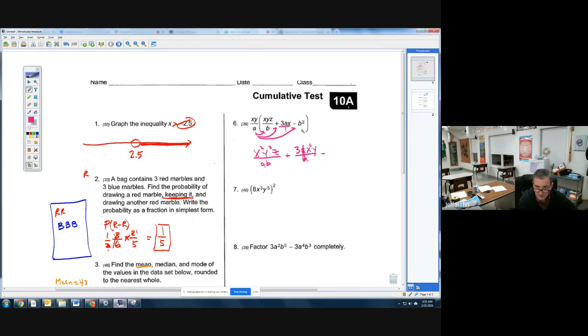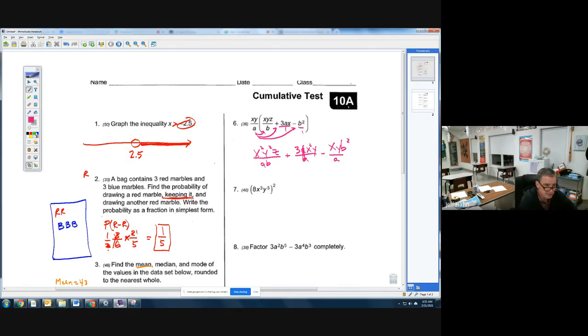And then minus, again, put this over 1. You multiply xy times b squared. They don't combine, so it's xy b squared, and that's over a. There's really not a whole lot of combining you can do.